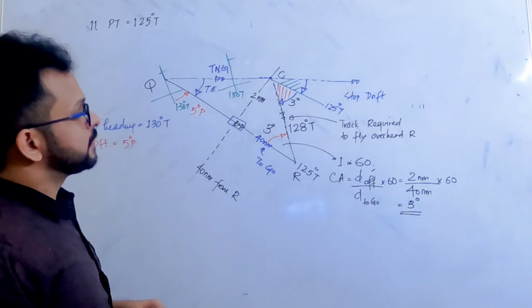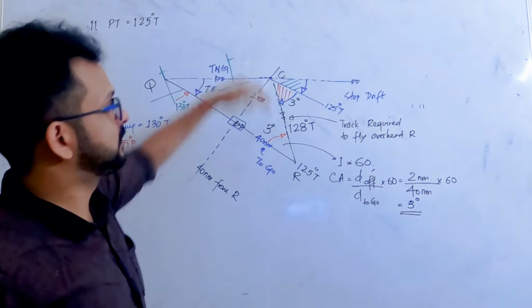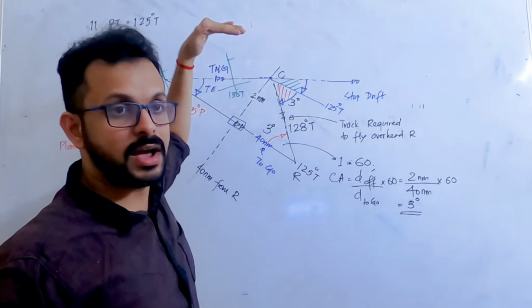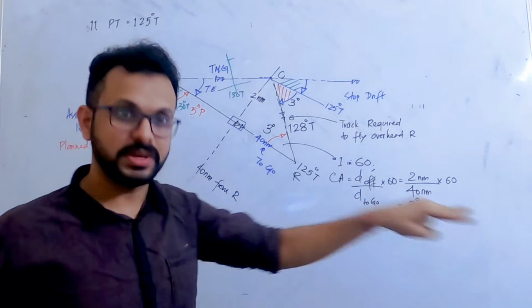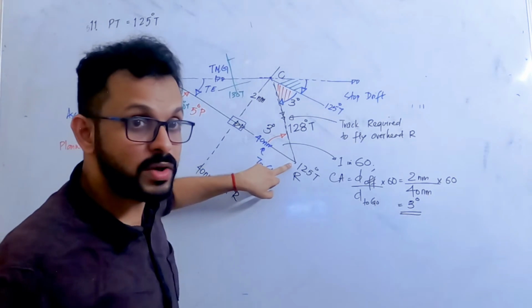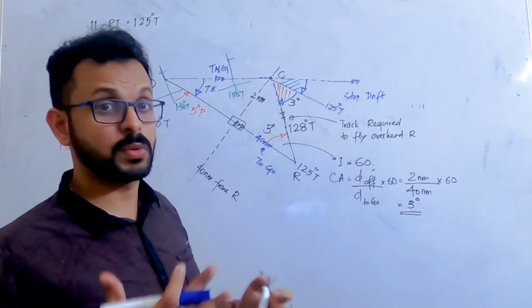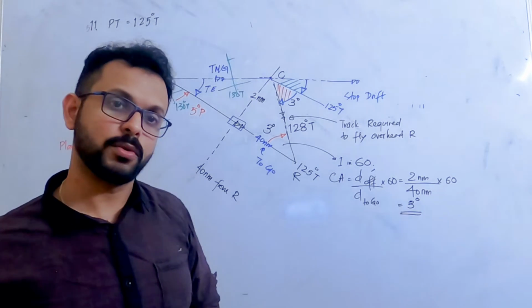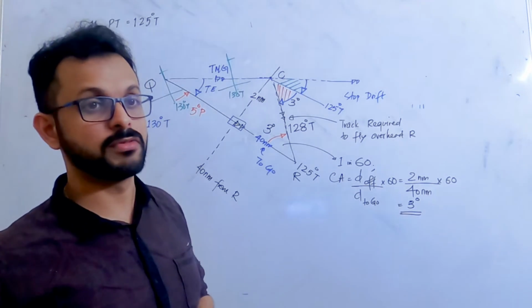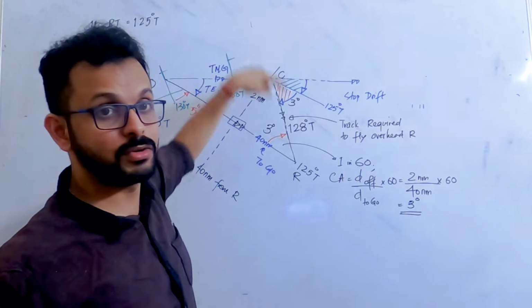Now tell me, what heading should I fly? So at sea, I realized that I am off by 2 nautical miles because I eyeballed. Now I want to fly overhead destination. What heading should I fly? Now when this question is actually asked, how will you approach this question? You have to find the heading to be flown from the point C to fly overhead R.